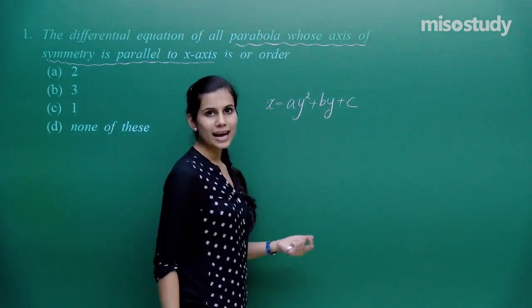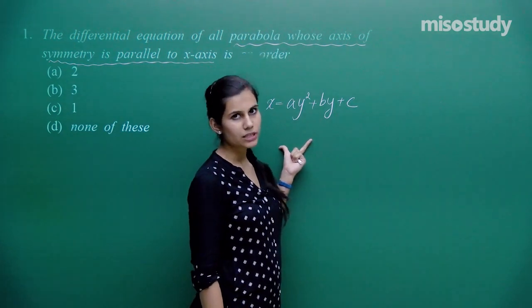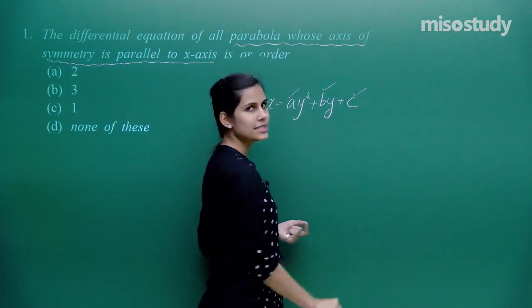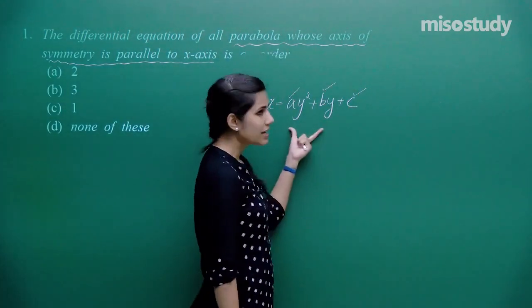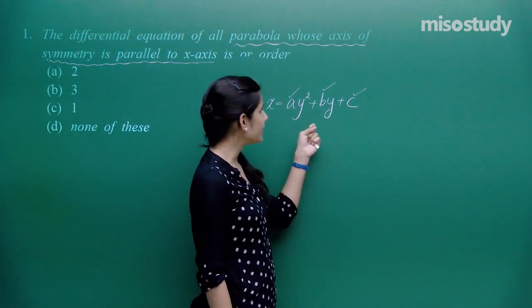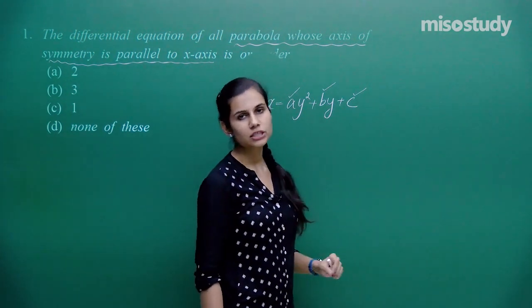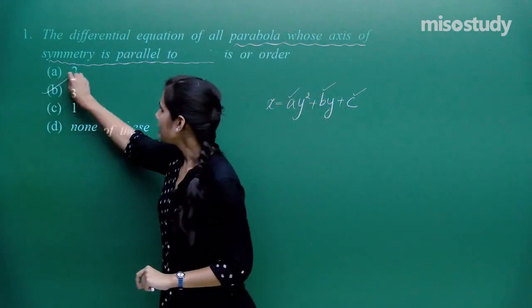Now the moment you have the equation of any parabola whose axis of symmetry is parallel to x-axis, you can very easily see that a, b, c are three independent constants, and therefore in order to get the differential equation, you will have to differentiate 3 times to eradicate the 3 independent constants, and that is going to give the degree of the differential equation to be 3, right? And therefore the answer directly is 3.